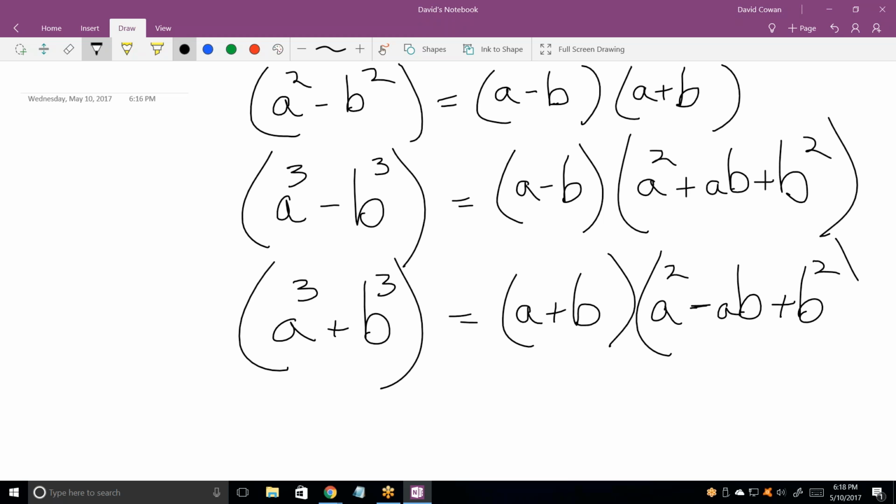Now, notice the pattern between those three answers. The first term is always a linear term with the same sign as that. That makes the second part easy. It's always a squared plus b squared, it's always ab in the middle, and the only difference is the sign on the middle term for the second part.